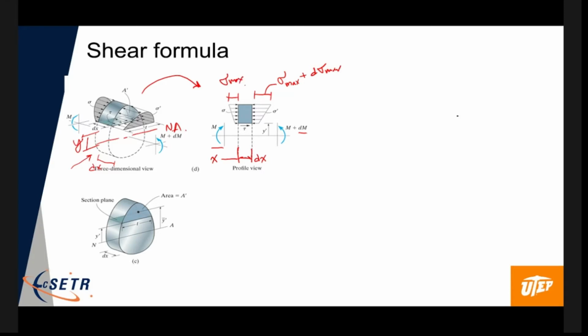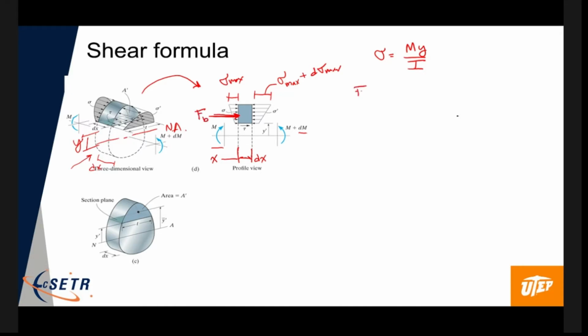Because the moment has changed. So basically, we know that the bending stress is My over I, right? And if we were to look at the net force due to the bending stress on the left side, I'm going to call this F due to bending.